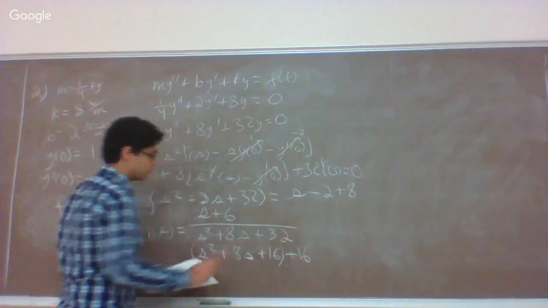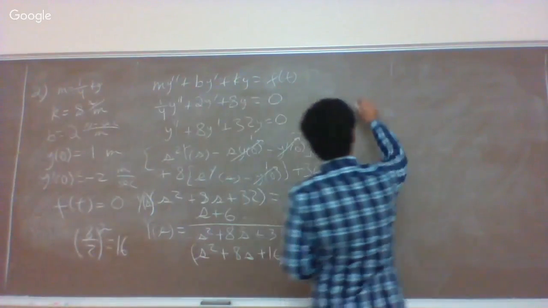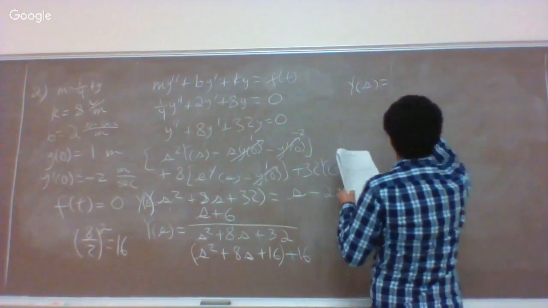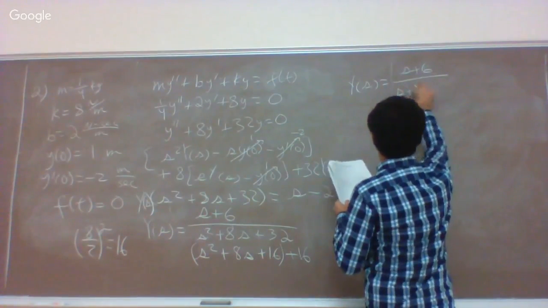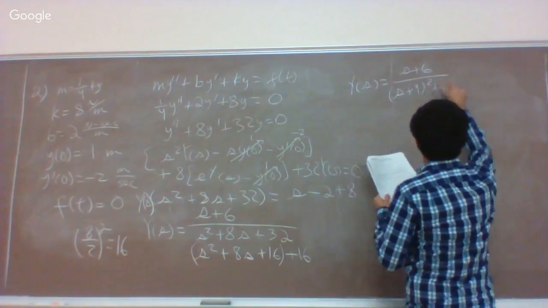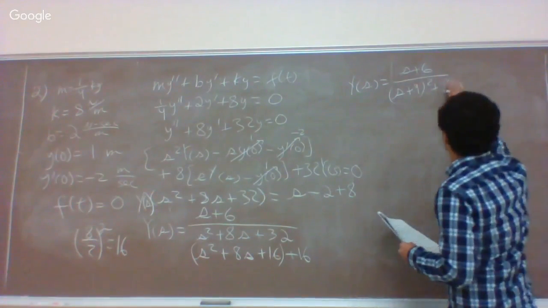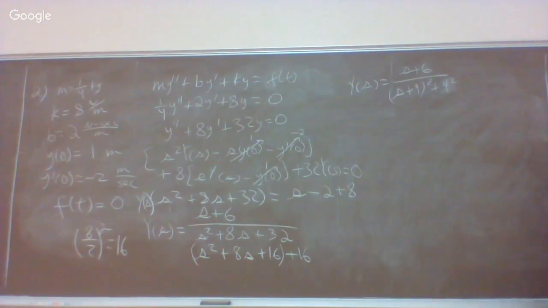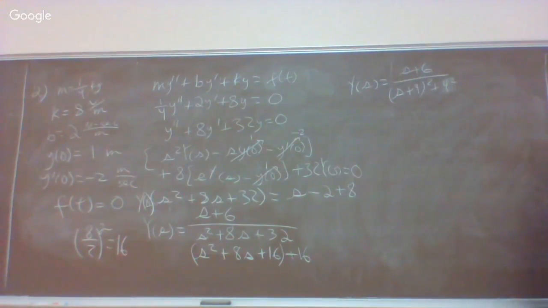This quantity here, I'll write it there. So y of s is equal to s plus 6 divided by s plus 4 now, quantity squared, plus 16. And we can rewrite that as 4 squared. Which is convenient because I have s plus 4 inside the parentheses.